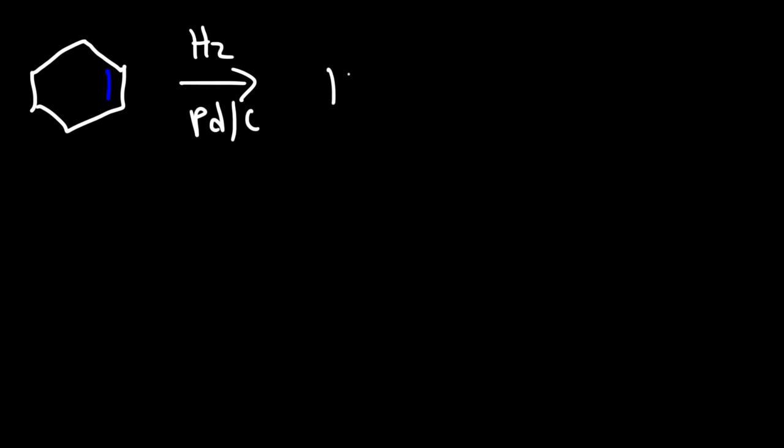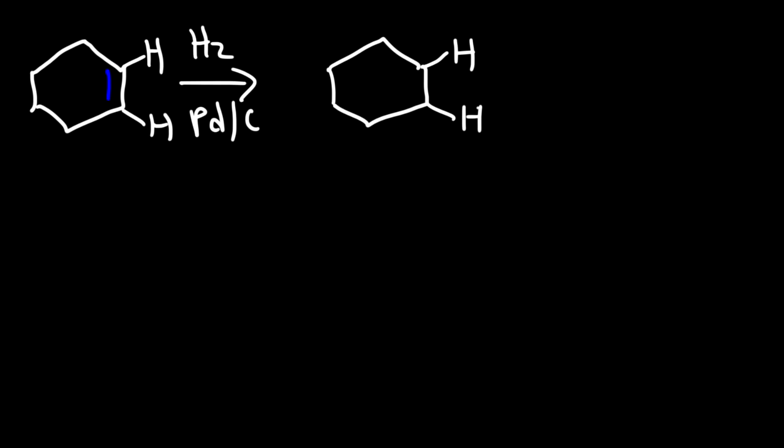Now let's go over some other reactions. What's going to happen if we react cyclohexene with hydrogen gas and palladium over carbon? Now you know that the alkene will be reduced to an alkane by the addition of two hydrogen atoms which are on the same side with respect to each other.